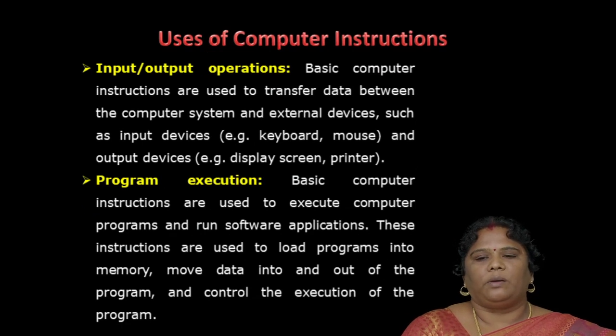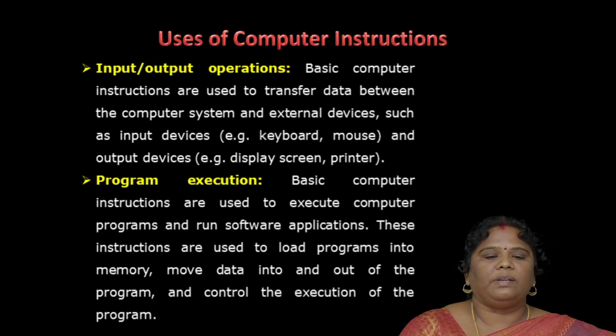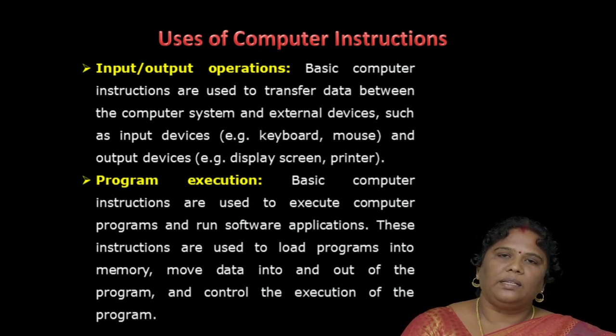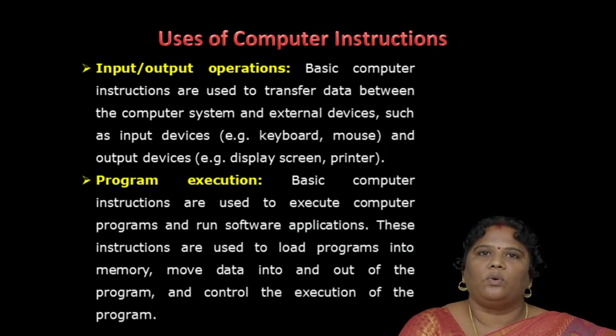Next one, input output operation. Basic computer instructions transfer data between the computing system and external devices, which are the input devices and the output devices. And then program execution. Each and every computer program is executed by instructions. The instructions are loaded in the form of programs into micro instructions, and the computer executes these micro instructions to execute the whole program.